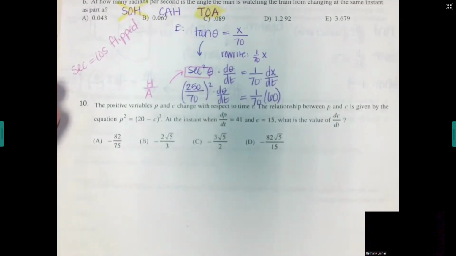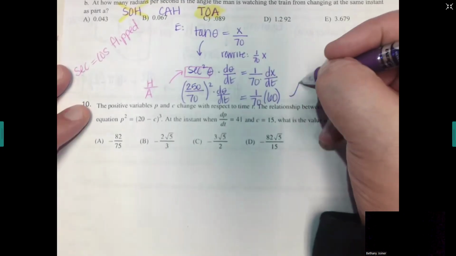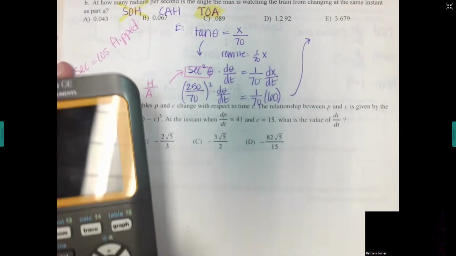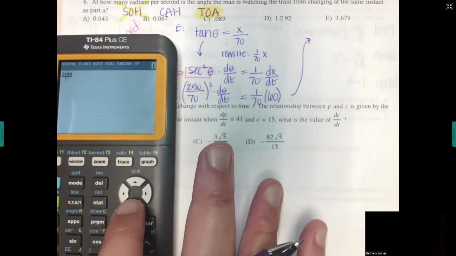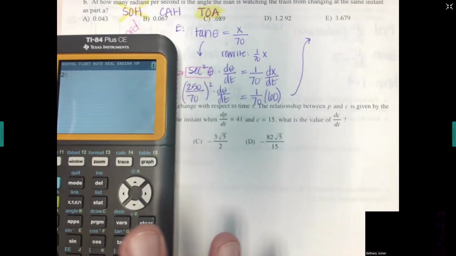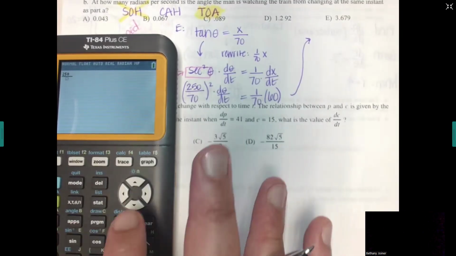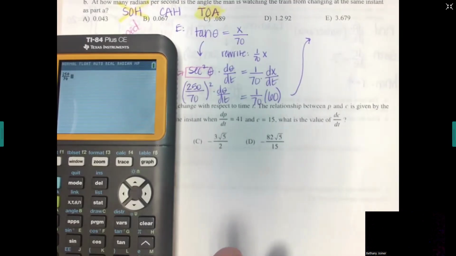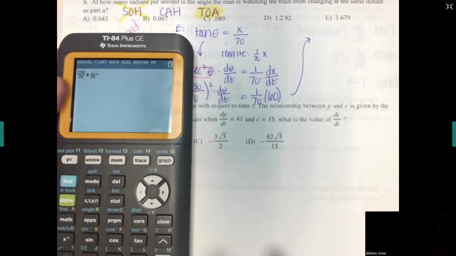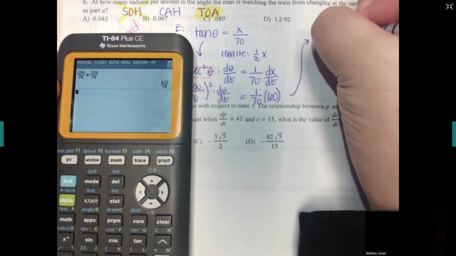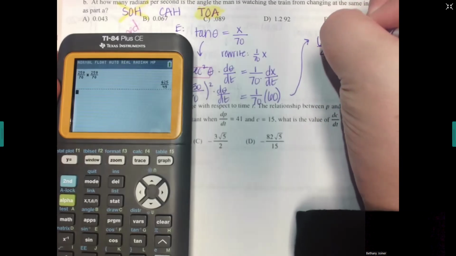Okay? From there, we want to get our d theta/dt by itself. So let's just solve what we have so far. In your calculator, do 250 over 70 and then square it. Do it as a pretty fraction. So I'm going to do 250 over 70 times 250 over 70 again. I got it as a fraction. If you have it as a decimal, that's fine. But I got 625 over 49.